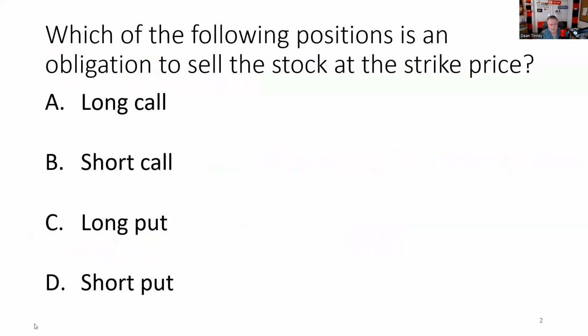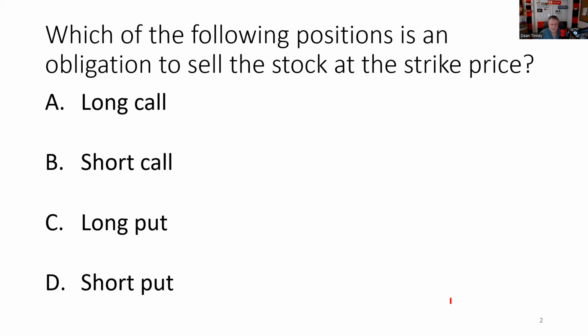I want you to get real comfortable with this answer set. We have 2 types of contracts, calls and puts. You can either buy them or sell them. And so that means we have 4 basic option positions. So which of the following positions is an obligation? When you hear obligation, you should be thinking short, seller, writer. And so it's either going to be B or D.